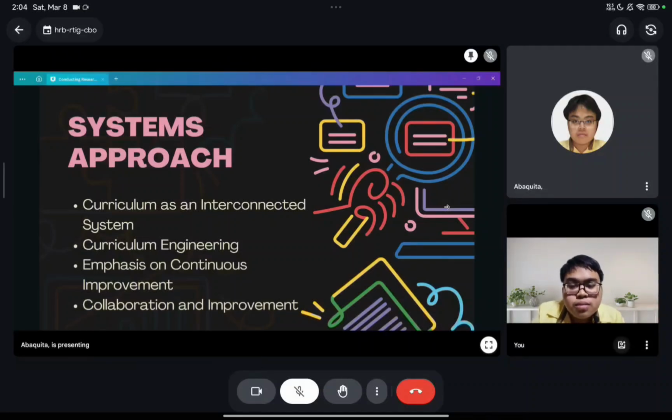So lastly is collaboration and improvement. The teachers, administrators, and even the students share responsibility for the school's success, of course, and everyone communicates and collaborates closely with each other to keep improving the system.